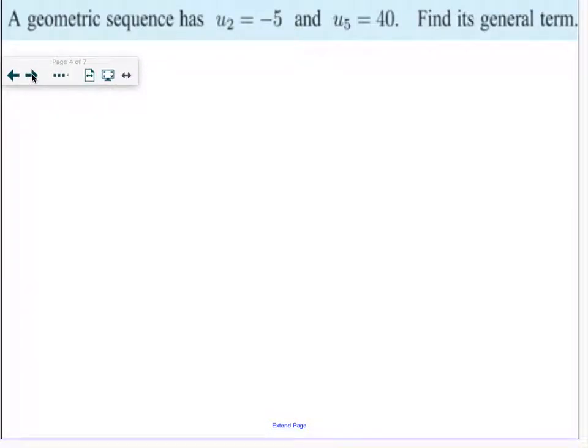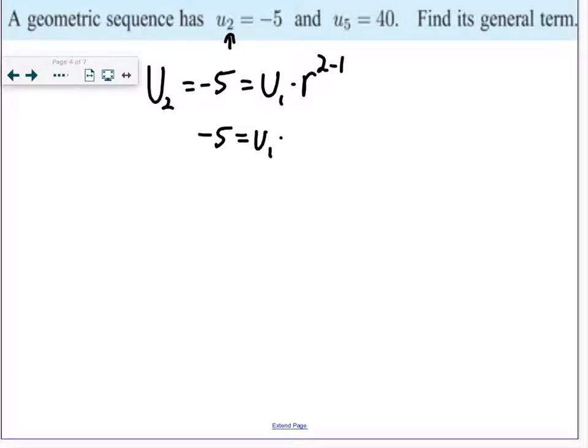Let's look at another example here. A geometric sequence has u2 to be negative 5 and u5 to be 40. Find its general term. Okay, so using my formula, I know that u2 is equal to negative 5. Well, that comes from the first term times my common ratio to the n minus 1. In this case, n is 2, so the 2 minus 1.